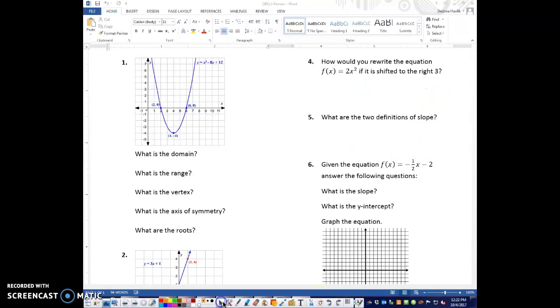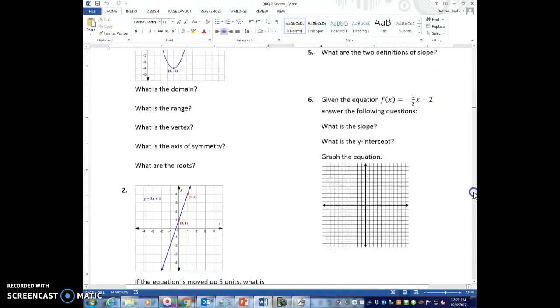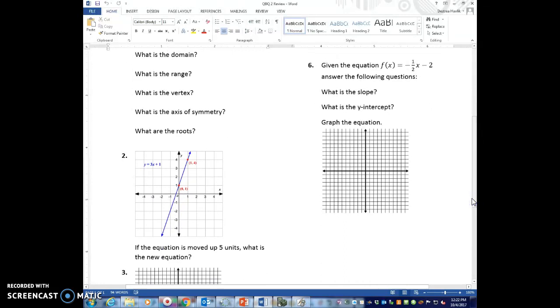Number 6 says, given the equation f of x equals negative 1/2 x minus 2, answer the following questions. What is the slope? Well, the slope is right in front of x, so it's negative 1/2. Okay. What is the y-intercept? The y-intercept is always this number here, so it's a negative 2.